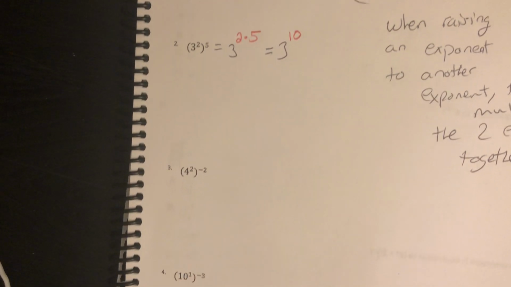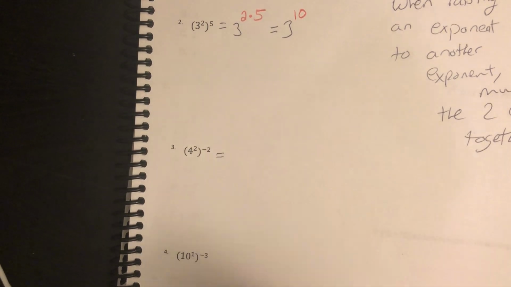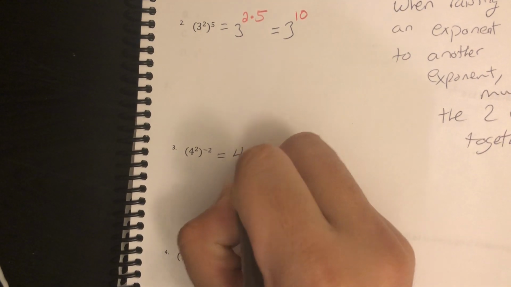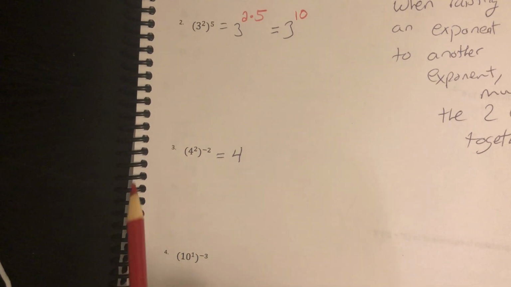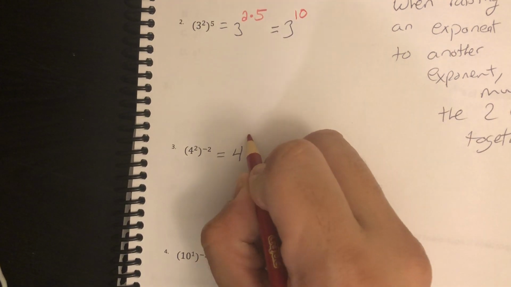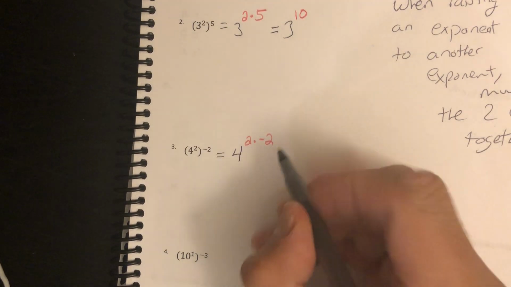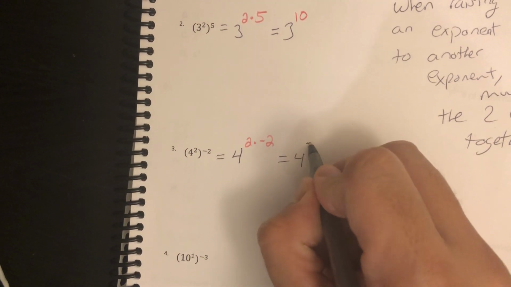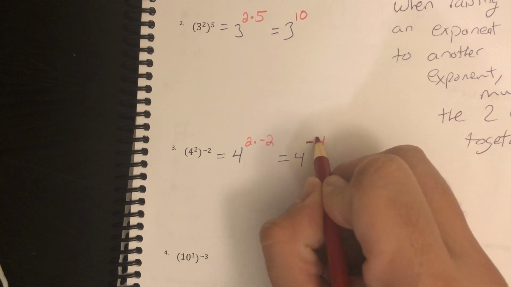Okay, let's move on to number 3. We have 4 to the power of 2 to the power of negative 2. So using my power rule, I'm going to say the base stays the same. And since I'm raising an exponent to another exponent, I can go ahead and multiply. So I can say 2 times negative 2. So we get 4 to the power of negative 4, because 2 times negative 2 is negative 4.